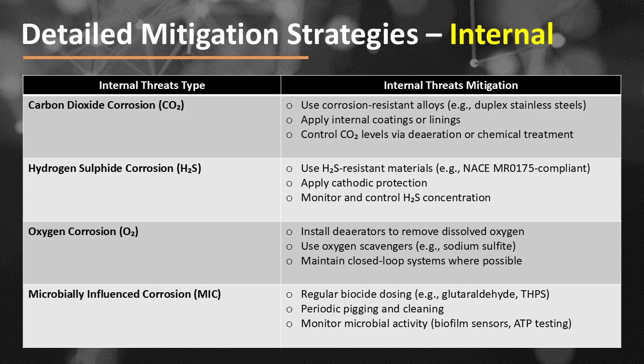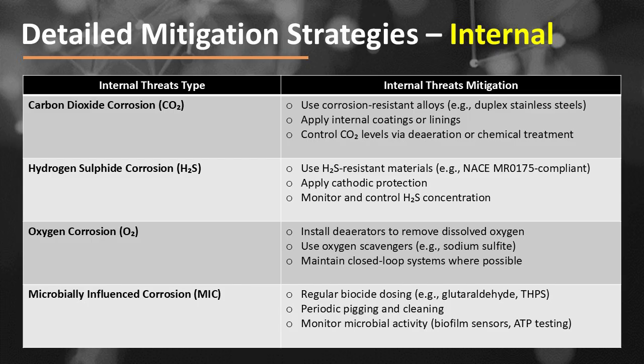If the internal threat type is oxygen corrosion or O2, then the internal threat mitigation for O2 corrosion are: install deaerators to remove dissolved oxygen. Use oxygen scavengers such as sodium sulfite. And maintain closed-loop systems where possible.